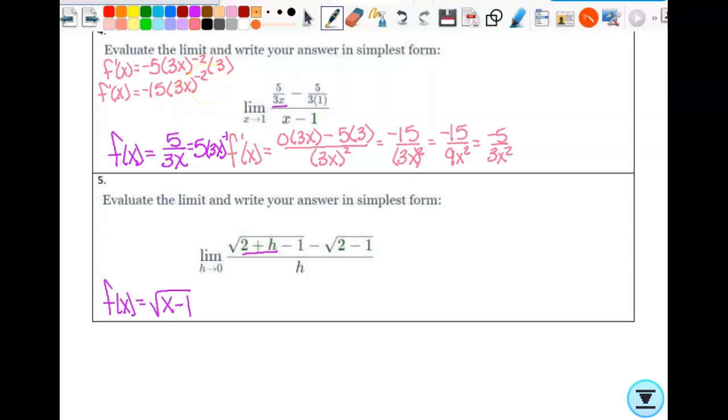Which again is a safe stop. Even this is a safe stop, as long as you have all your parentheses and stuff in the right place. But then I could make this into f prime of x equals negative 15 over 3x quantity squared.